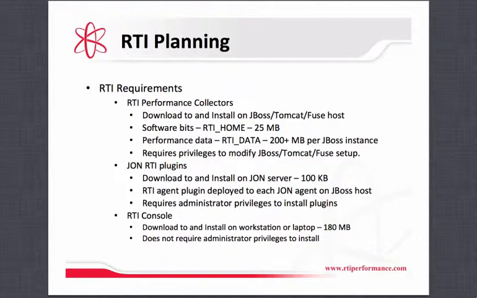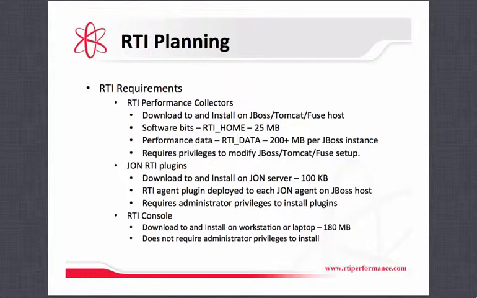Alright, the RTI performance collectors, again, you install that on the same host where your JBoss, Tomcat, or Fuse server is running. There's two parts of it. There's the software bits, the executable, which we call RTI Home. It only requires about 25 megabytes of storage. Then there's the data area, we call RTI Data, where we store our performance information. And that requires about 200 megabytes per JBoss instance. So if you're running 5 JBoss instances on a single host, you'll need a gig of storage for that.